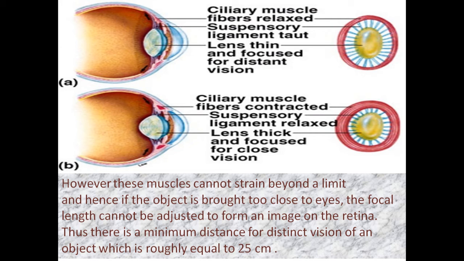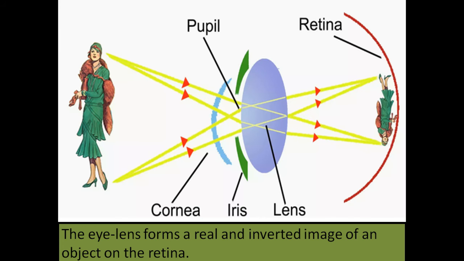The least distance of distinct vision for a healthy eye is 25 centimeters. You see in this video how the eye lens forms a real and inverted image on the retina. It is given in this video. You see the eye lens forms a real and inverted image of the object on the retina.